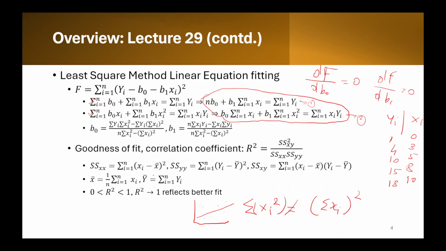So SSxx is basically the difference between each xi and the mean, x bar is the mean, whole square of that and their summation. The same goes for SSyy, where y bar is the mean of y. And SSxy will be the multiplication, which is the interaction, so xi minus x bar into yi minus y bar and summation of that. And this r square ranges between 0 and 1. If it is nearby 1, suppose 0.999, it reflects a better fit.